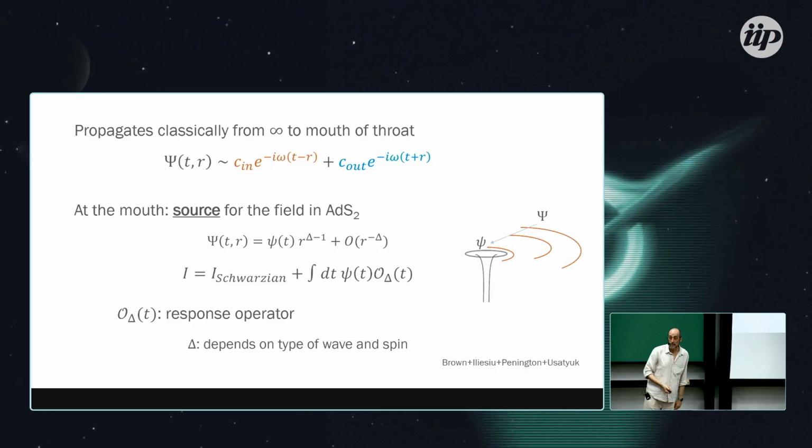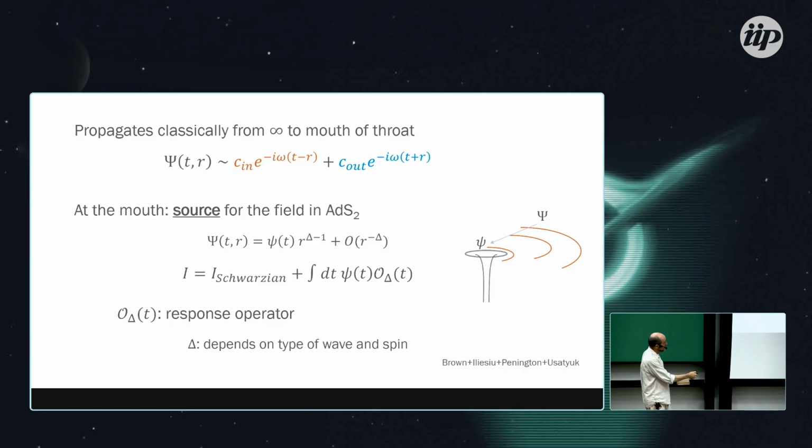Those of you who are familiar with AdS/CFT know that in this case you can decompose this field close to this asymptotic region of the throat. You can extract an effective conformal dimension, which I call delta, which depends on the type of wave that you're considering and on the spin. The interaction between this wave and the throat is described the way that we do it in AdS/CFT.